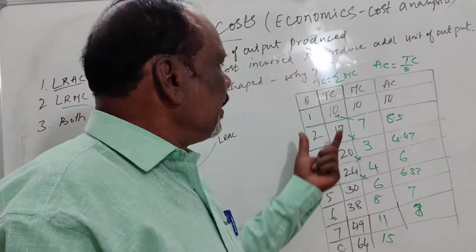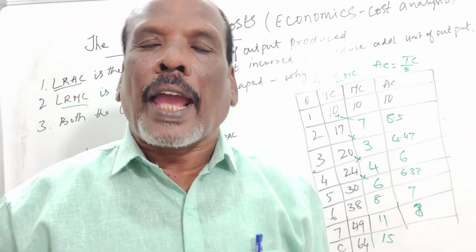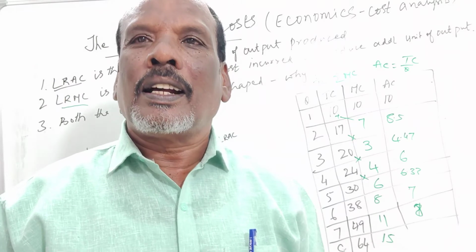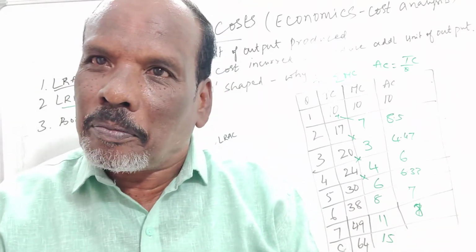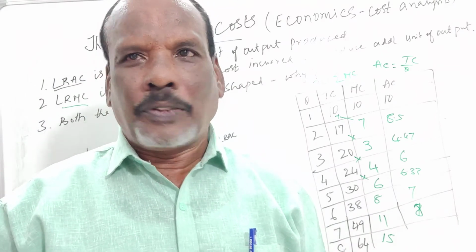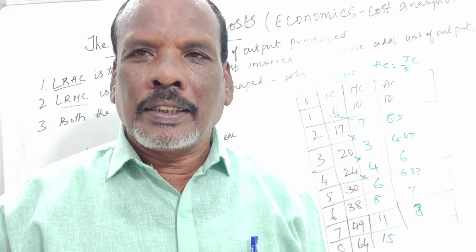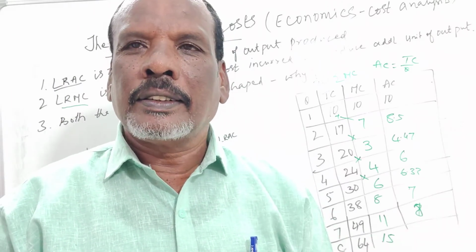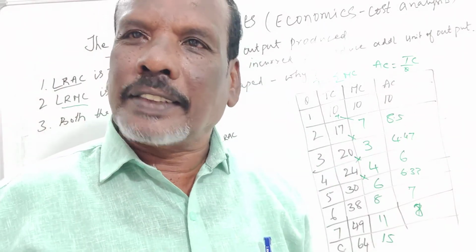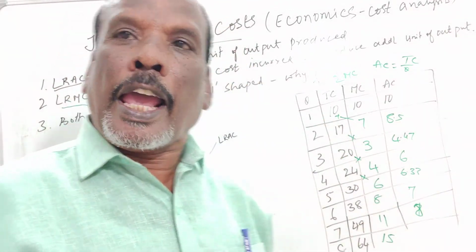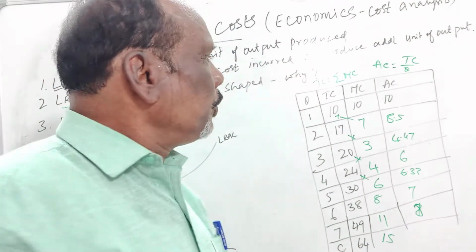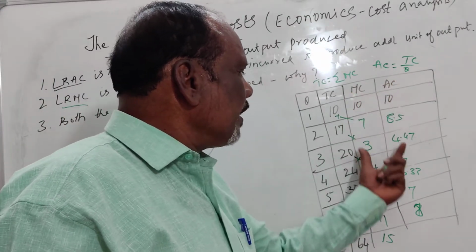Very simple it is. If you have the total cost, you can calculate marginal cost and average cost. If you have marginal cost, you can calculate total cost and average cost. If you have marginal cost, you just go on adding, then you will be getting total cost. And average cost, that is very easy. So this table helps you to know the shape of the curves. You please see AC and MC.